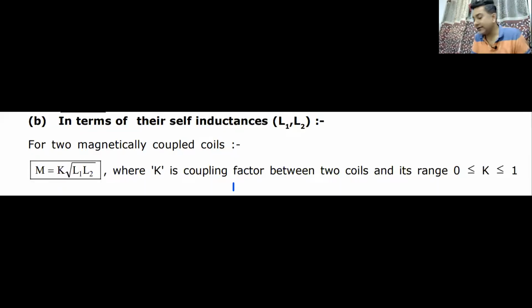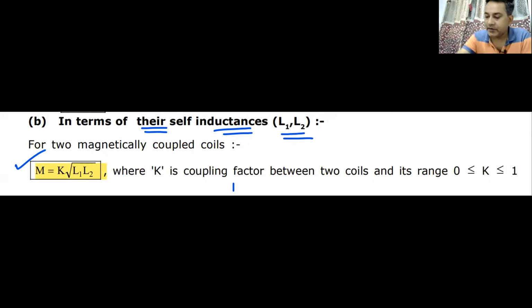Let's move ahead and see the next point, where we can write the mutual inductance in terms of self-inductance. This is the formula of writing mutual inductance in terms of self-inductance. M, the mutual inductance, is equal to K times root over L1 L2. L1 and L2 are the coefficients of self-inductance. K is a constant which is known as the coupling factor.